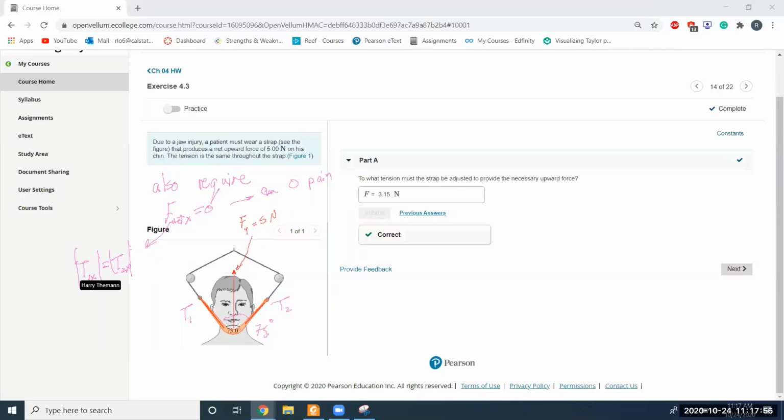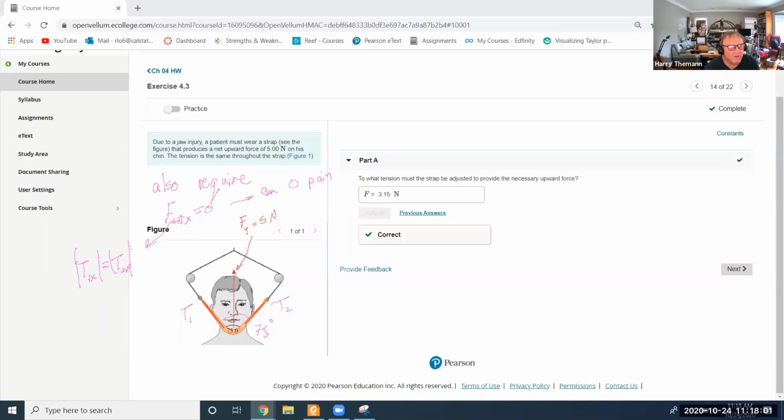Is that also because it says the tension is the same throughout the strap, so they would be equal? Yes. What that's also saying is that these two are massless. If they weren't massless, the tension here would be less than the tension up here, because up here I'd have to support the weight of the rope as well. It gets a little dicey.